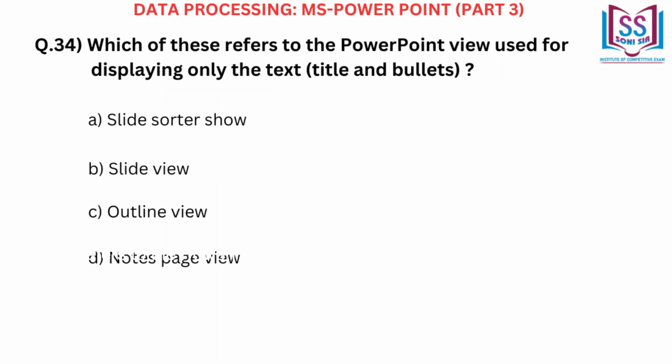Which of these refers to the PowerPoint view used for displaying only the text, title and bullets? A. Slide sorter show, B. Slide view, C. Outline view, D. Notes page view. Correct answer C. Outline view.